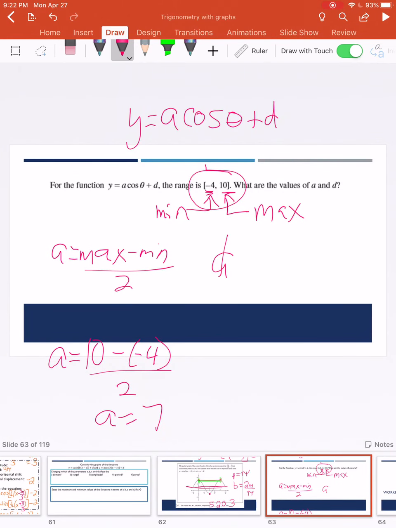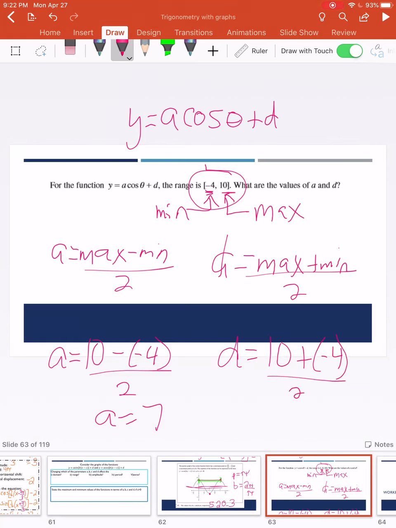And if I want to find the midline, I would do max plus min divided by 2. My max is 10. My min is negative 4. Okay, divided by 2. 10 plus negative 4 is 6. Divided by 2 gives me 3.